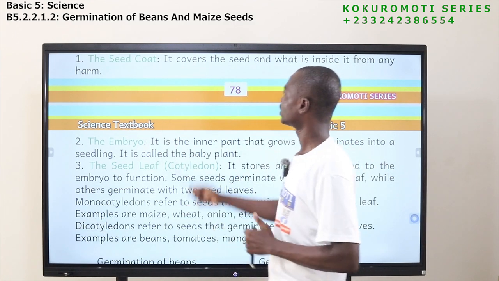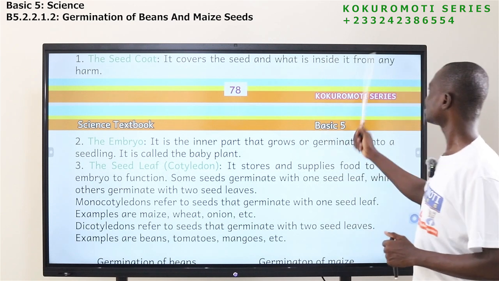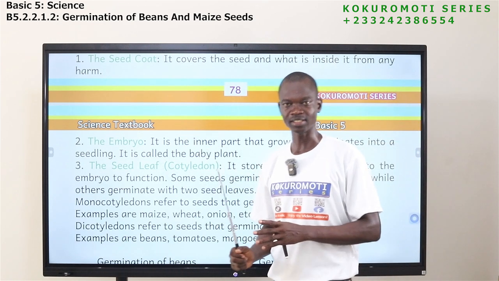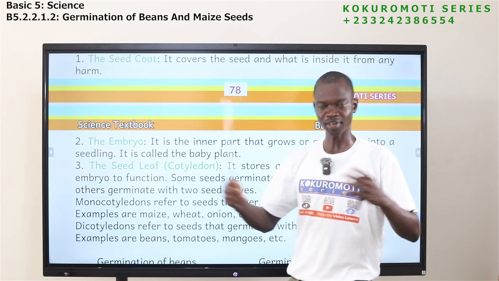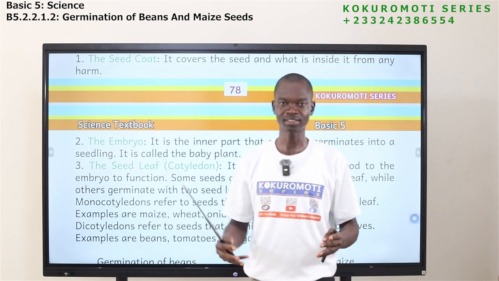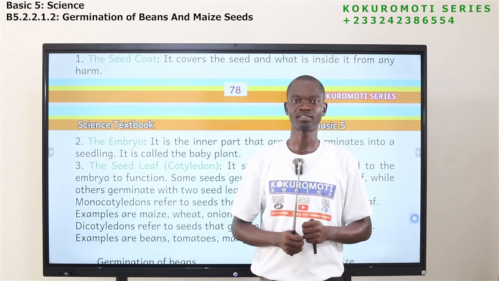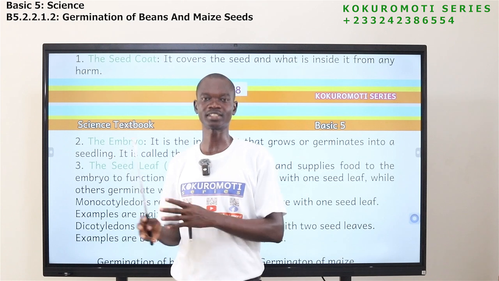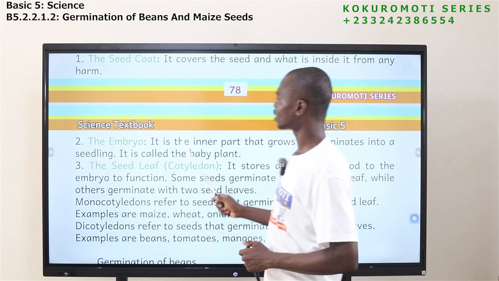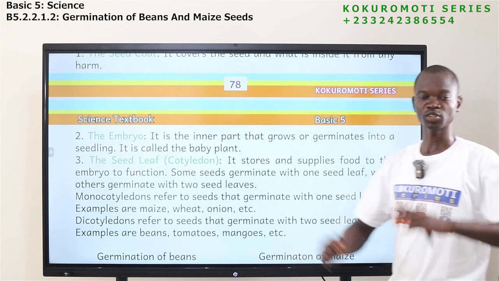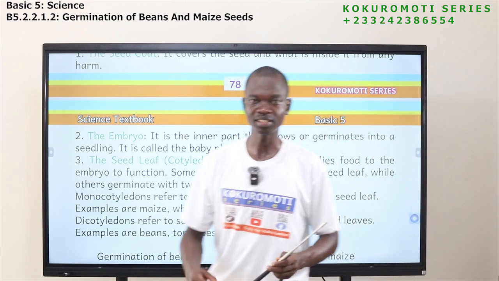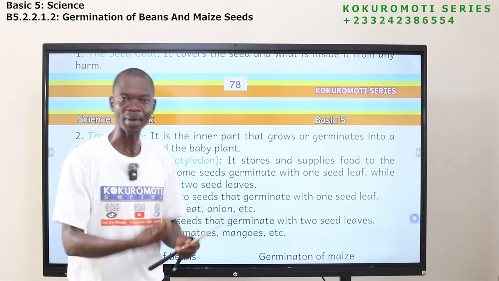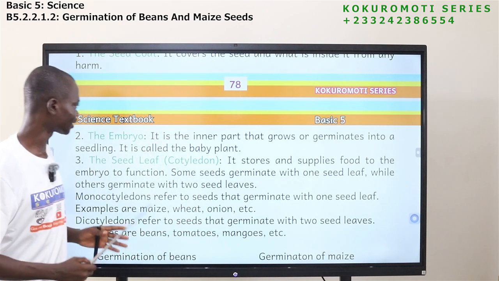We have the seed coat. It covers the seed and what is inside it from any harm. So one part of the seed, which is the seed coat, the function is that it covers the seed and what is inside the seed. So that is the function of the seed coat. Okay. The next one is the embryo. The embryo is also called the baby plant. So if you see that a plant is coming out of the seed, that part is called the embryo.